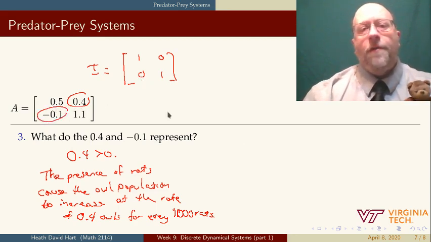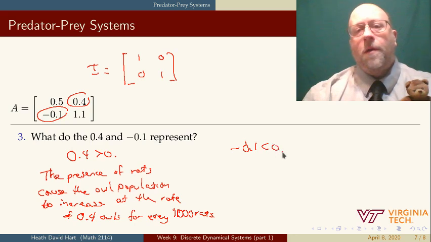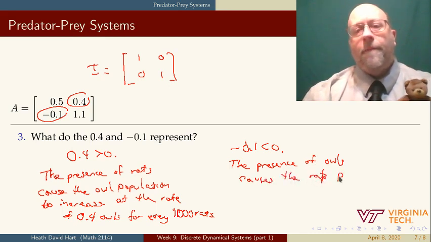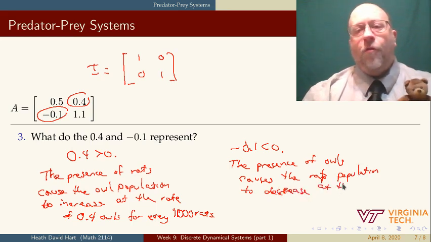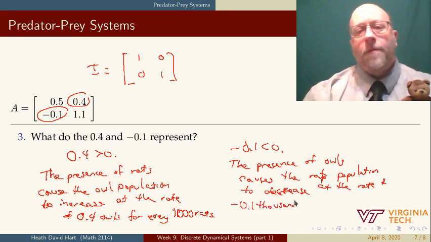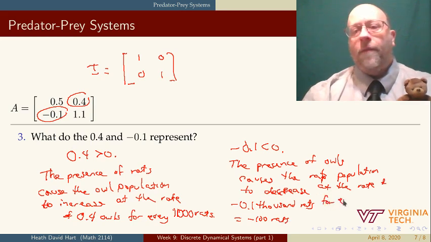But this number is less than 0. And so the presence of owls causes the rat population to decrease at the rate of negative 0.1 thousand rats, which is the same thing as negative 100 rats for every owl. And this is again per month.